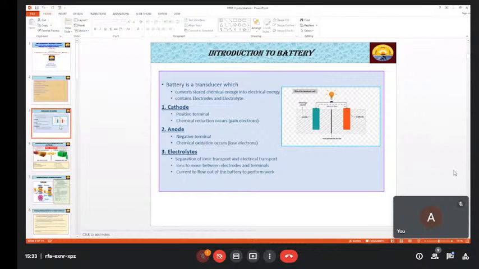What is the cathode? The cathode is the positive terminal, where reduction takes place. Reduction is the gain of electrons. The second one is the anode. The anode is the negative terminal, where oxidation takes place. Oxidation is the loss of electrons. The third one is the electrolyte, a layer between the cathode and anode. Ions are transferred from the anode to the cathode when the battery is charging, and electrons move from the cathode to the anode when the battery is discharging.